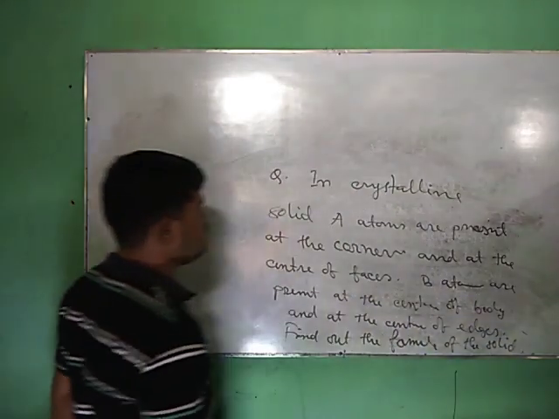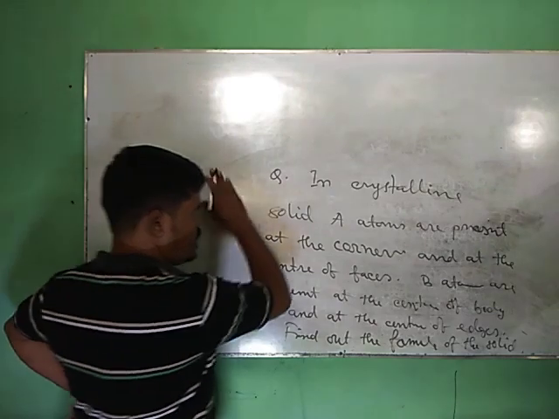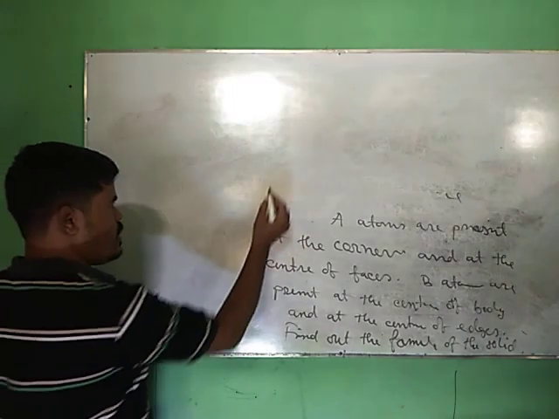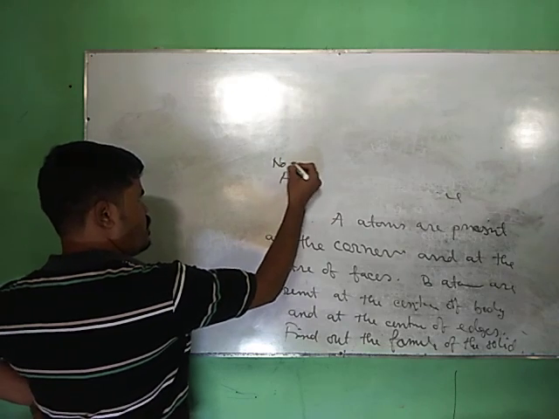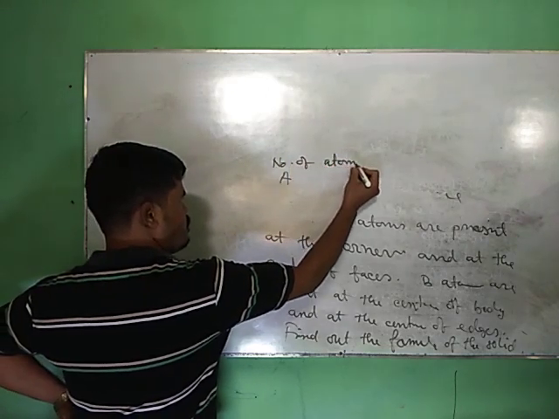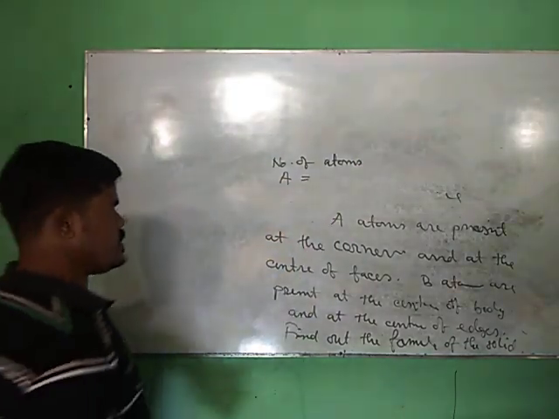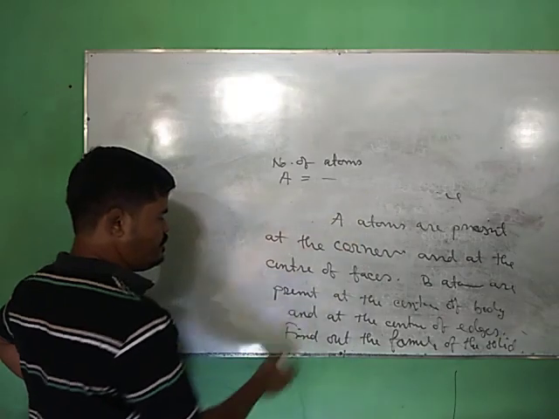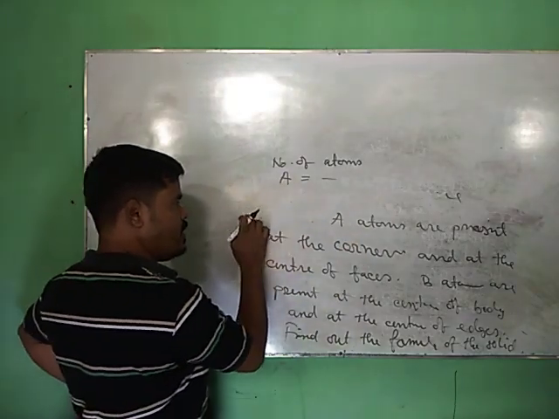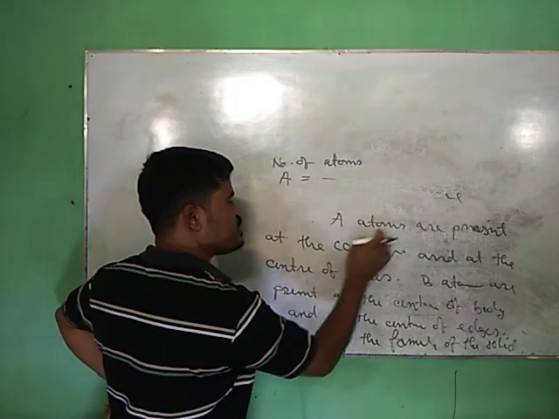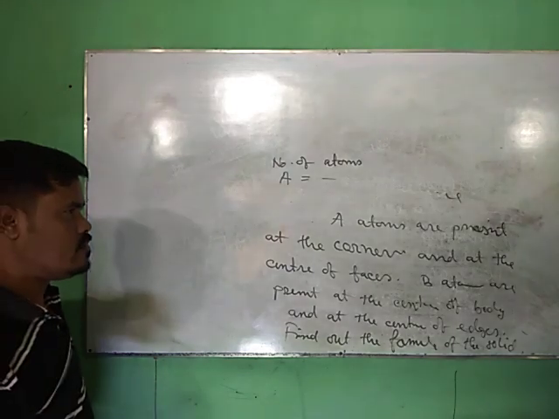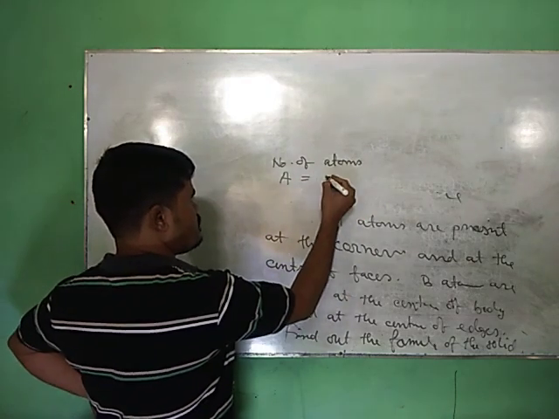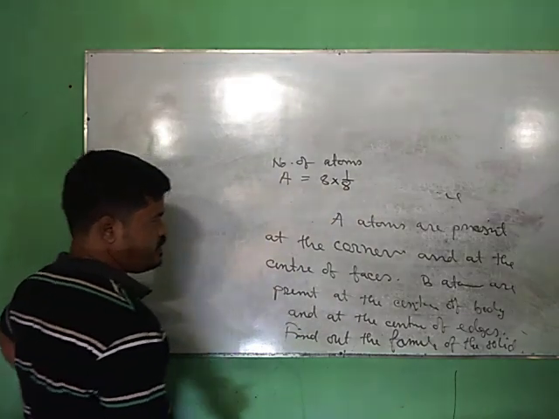What is the meaning? First I will note the number of atoms. To derive the formula, we have to know the total number of different particles. So I am going to calculate the number of atoms A. A are present at the corners. A cubic crystalline solid will come in the question. Let a cubic crystalline solid contain A atoms. The question corresponds to a cubic crystal. So the number of atoms A is equal to 8 corners, each contributing 1 by 8.